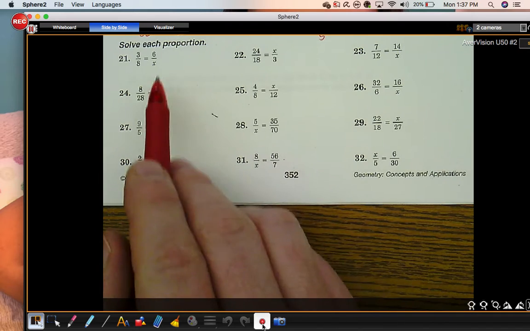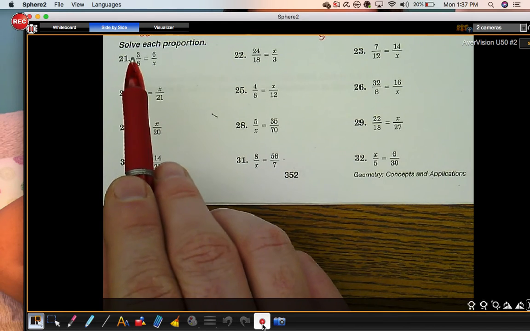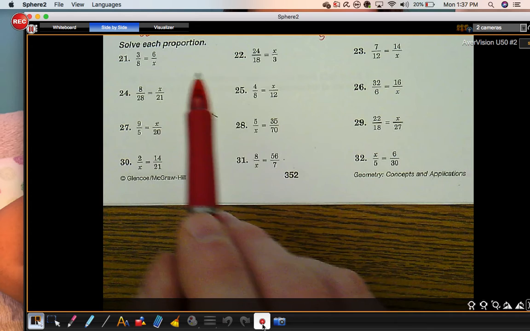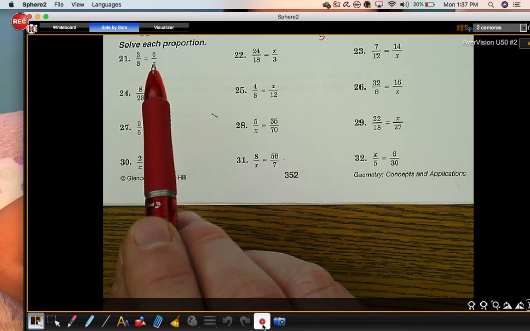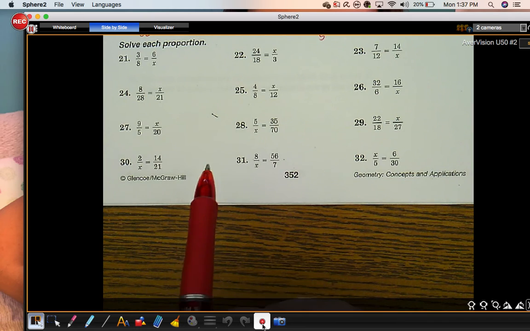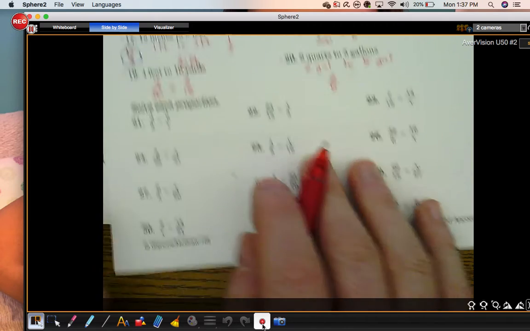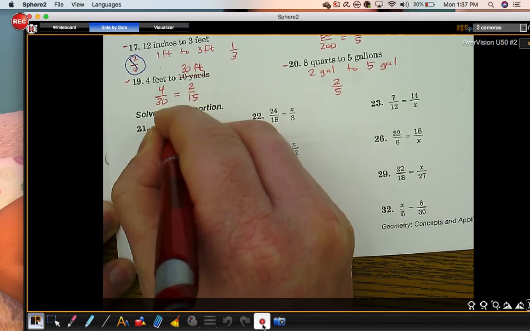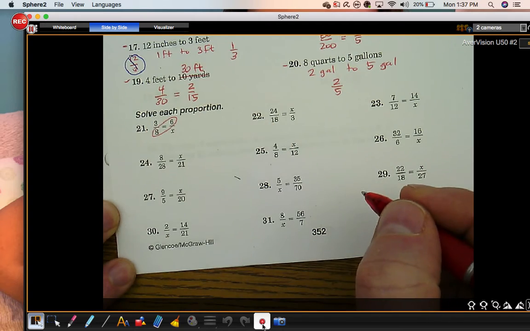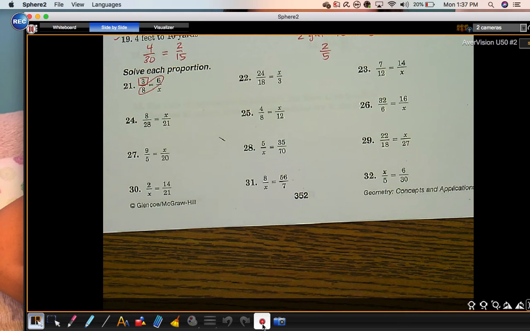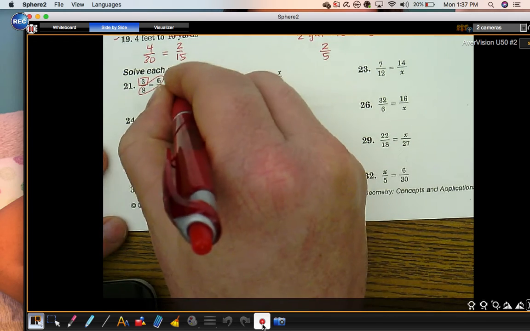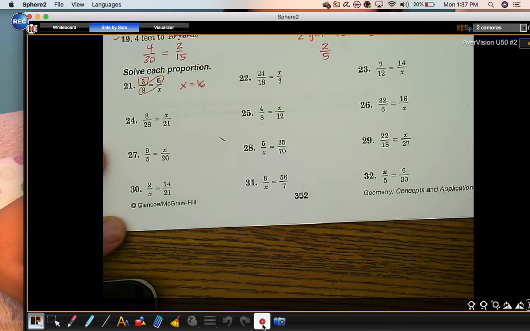Next section down, they give us proportions. That's when you have two fractions or ratios set equal to each other. They're going to give us 3 of the numbers, and you have to find the one that's missing. Really, really simple. Cross multiply. So we're going to take 8 times 6 and then divide by 3. 8 times 6 is 48. 48 divided by 3 is 16.